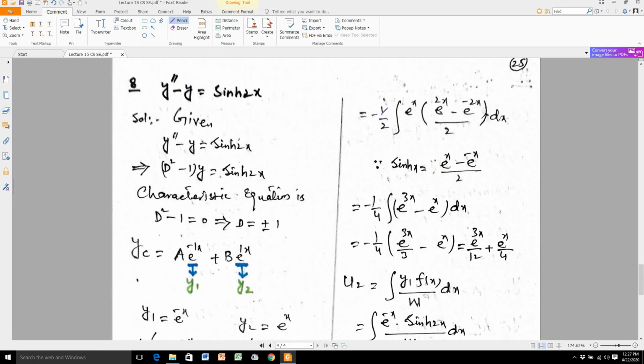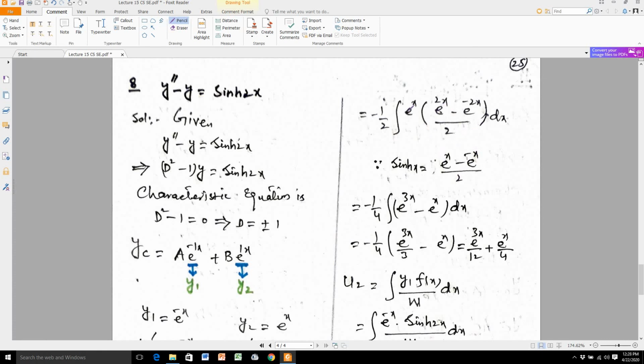This is minus 1 by 2 integral e raised to the power x. Here I use the identity of the hyperbolic function, and you know very well that sine hyperbolic x is equal to e raised to the power x minus e raised to the power minus x divided by 2. Here the coefficient in the exponent is 1, so if I write 2, it becomes e raised to the power 2x minus e raised to the power minus 2x. So I am using the identity of sine hyperbolic 2x, which becomes e raised to the power 2x minus e raised to the power minus 2x divided by 2.